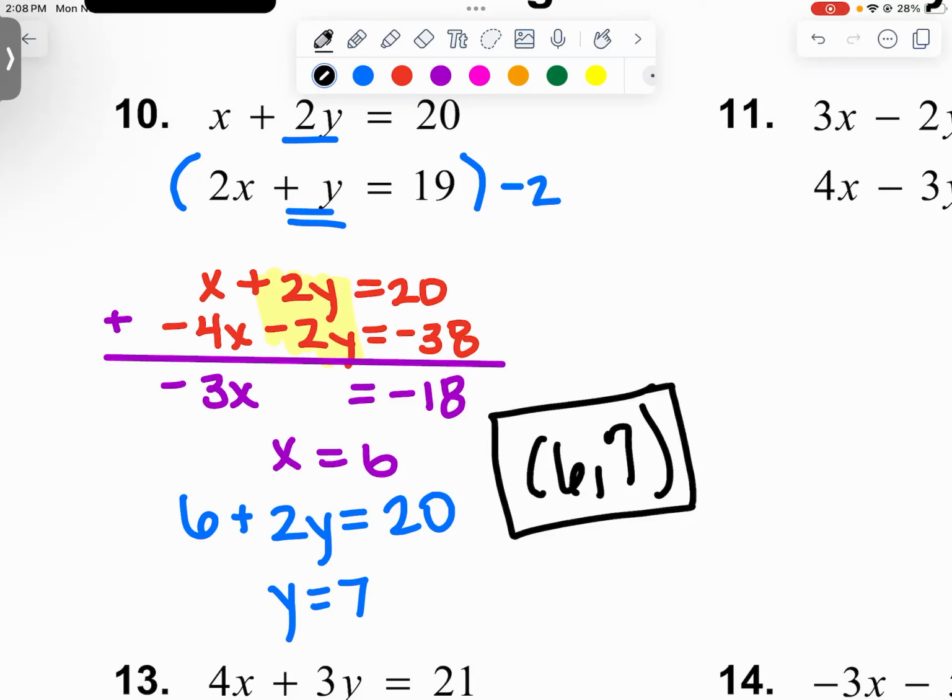Let's test it out. Is 6 plus 2 times 7 equal to 20? Is 2 times 6 plus 7 equal to 19? Yeah. Yep. Okay.